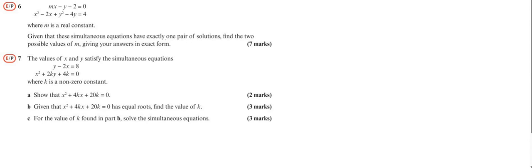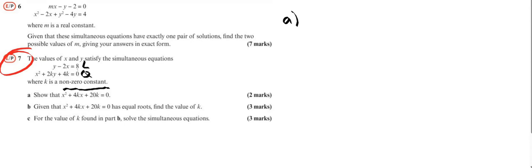Going to look at one of the harder questions, the extra questions. So question 7. Okay, so it says we've got a linear equation and we've got a quadratic. K is a non-zero constant. So for part A, we're going to show that this quadratic is equal to 0.